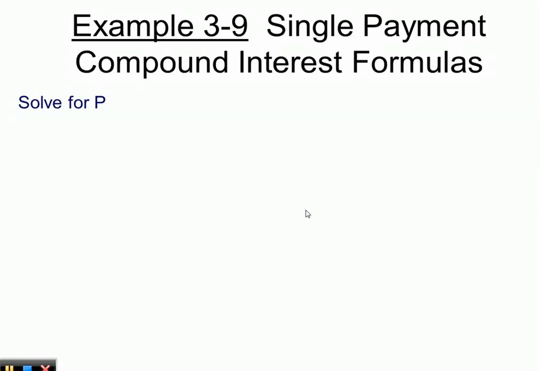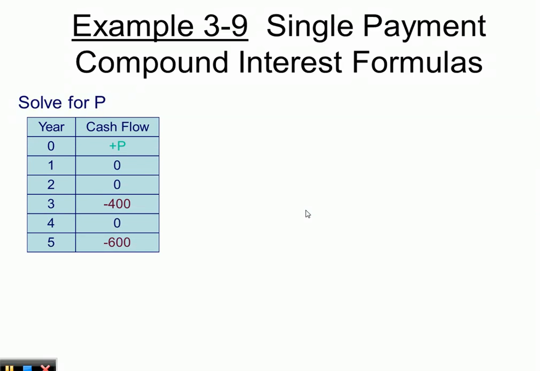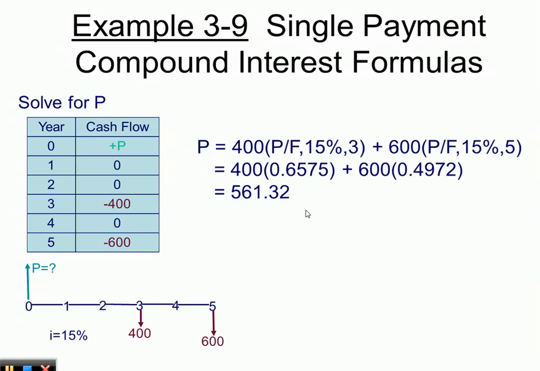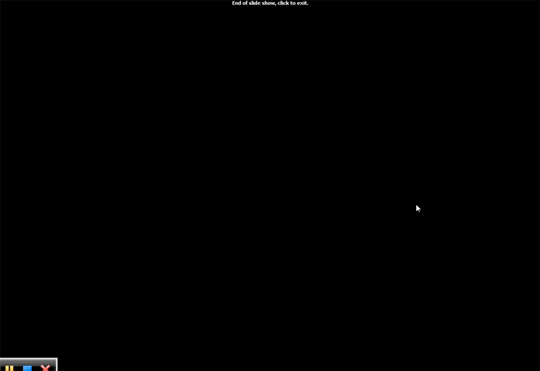Now here's another example. We want to solve for P the following. It's very similar in terms of cash flow, but we have a different interest rate. It's not 12%, it's 15%. So very similar, the only difference is now we're plugging in 15%. It's going to be a different value because we're going to have different factors here.